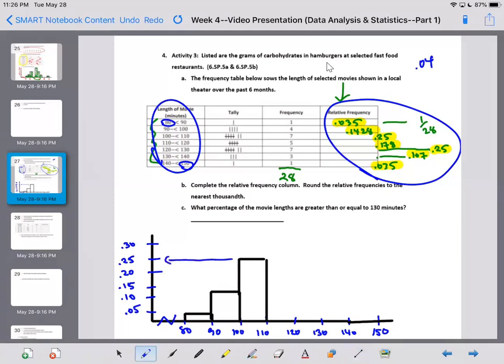From 110 to 120, where are we? We're at about 17, almost 18 hundredths. 120 to 130, we were back at 25 hundredths. 130 to 140, we were at almost 11 hundredths.